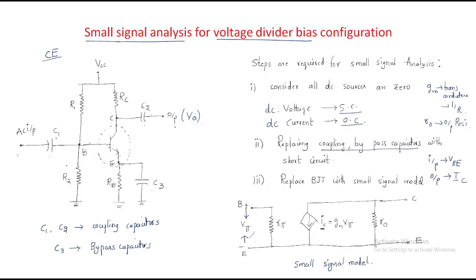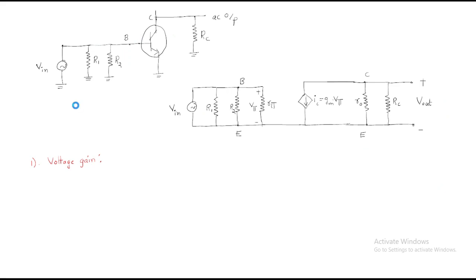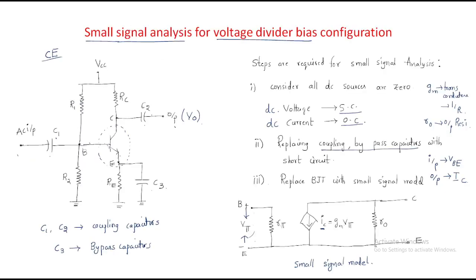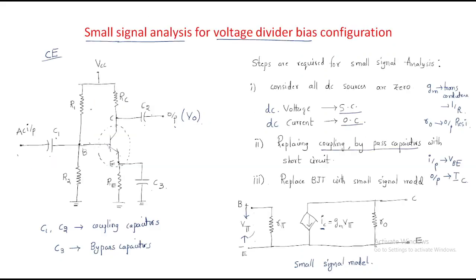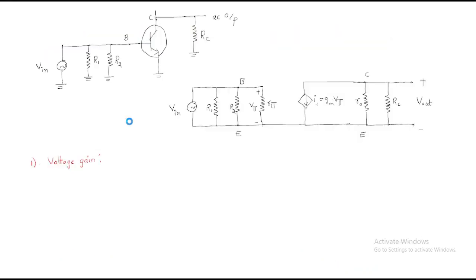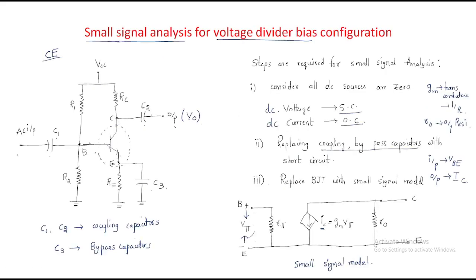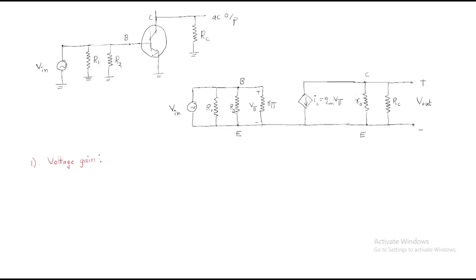Look here. We have the input voltage and C1 will be removed. There is no C1. And look at R1. VCC will become 0, so R1 is connected to ground. And what about R2? R2 is also directly connected to ground. I will connect another branch with R2. And next the base terminal. After that, base emitter is there.